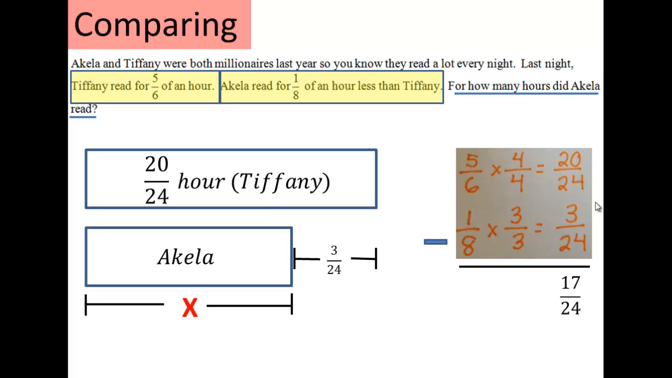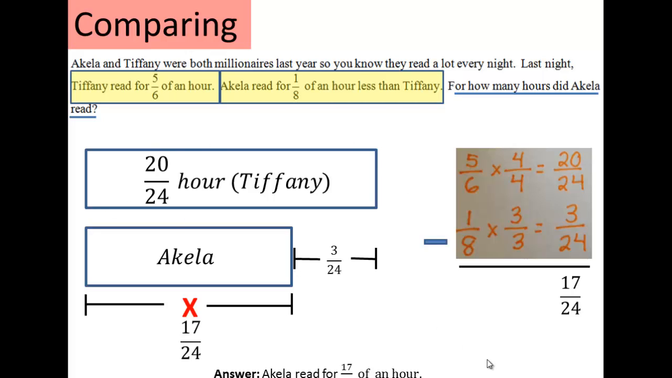So hopefully you can read the complete answer on the bottom, because you know I like to write my answers in complete sentences. Akila read for 17/24 of an hour. And just remembering what we're solving for, checking to make sure it makes sense, 17 over 24 was for X. If you take 17 over 24 and you add 3/24 more, you've got what Tiffany read. So our bar model makes sense.